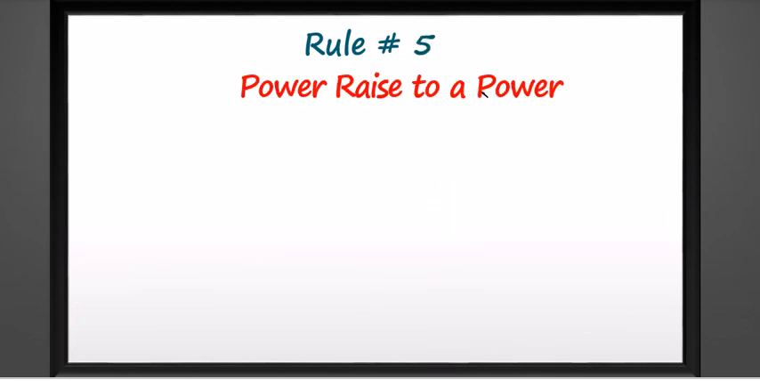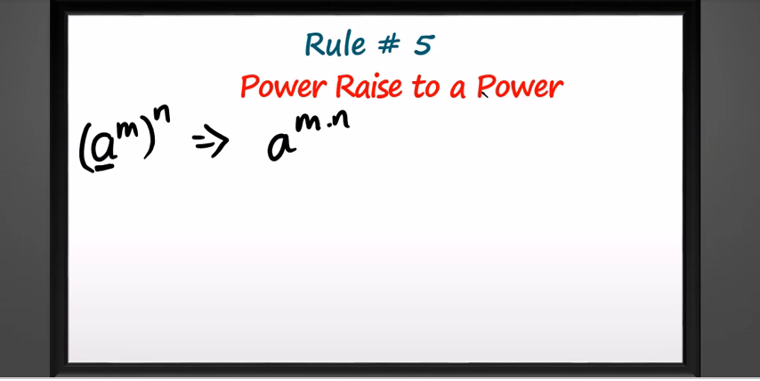Alright, power raised to a power. Let's say you have a to the power m, and then there is something written in that form. Anything written in that form, a number that has a power raised to a power. See, you have 2 exponents. That's what it's called, a power raised to a power. Then what you do, you keep the base and then you multiply their powers. I'll just show that to you now.